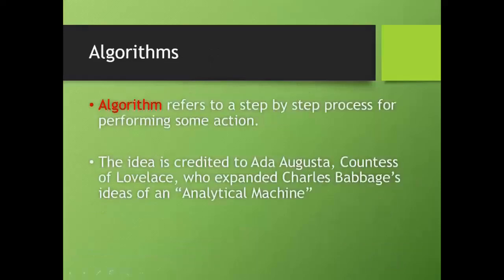So just what is an algorithm? An algorithm just refers to a step-by-step process to perform some kind of action. That's incredibly wide open. That's a very, very open definition. So there's lots of things that we can call algorithms.